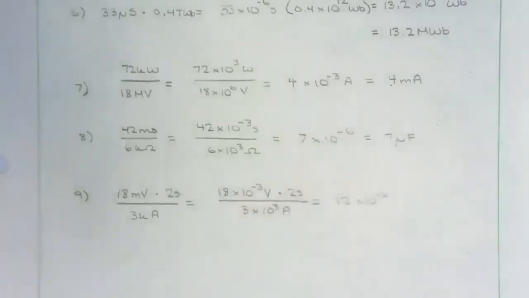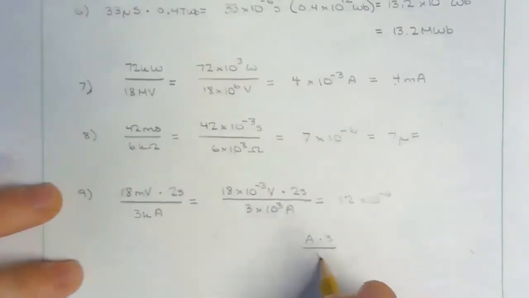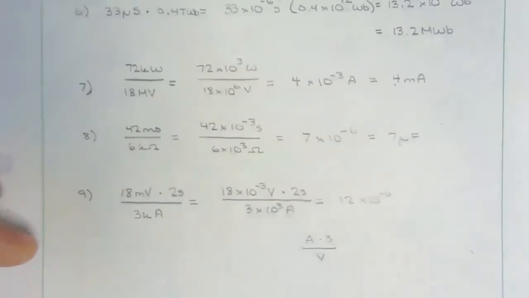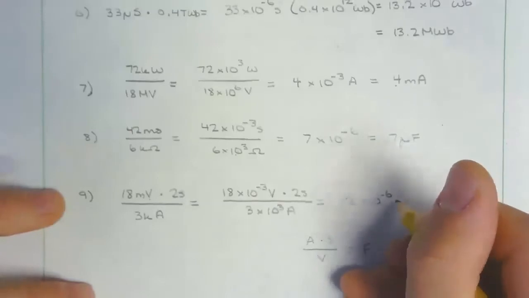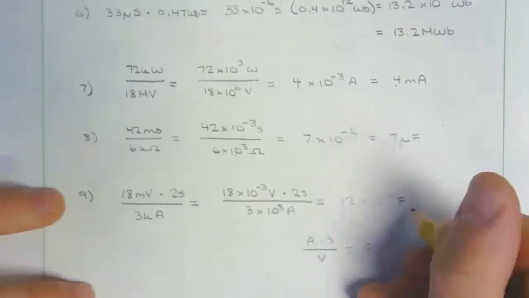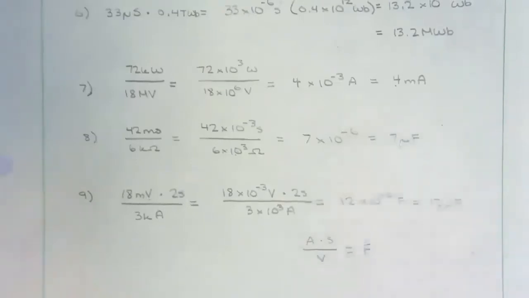And the part we haven't gone over here is something new. Amperes times seconds over volts. Sometimes it helps to write it out like this. And that gives us what we just worked with, farads. So we have 12 times 10 to the negative 6 farads, which equals 12 microfarads. And now we can go to number 10.